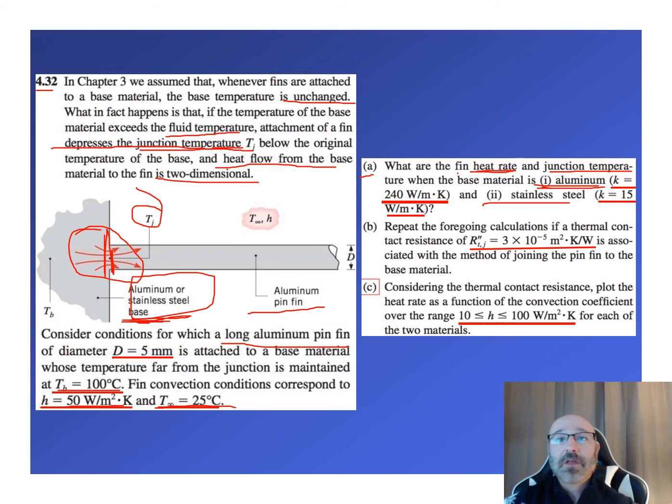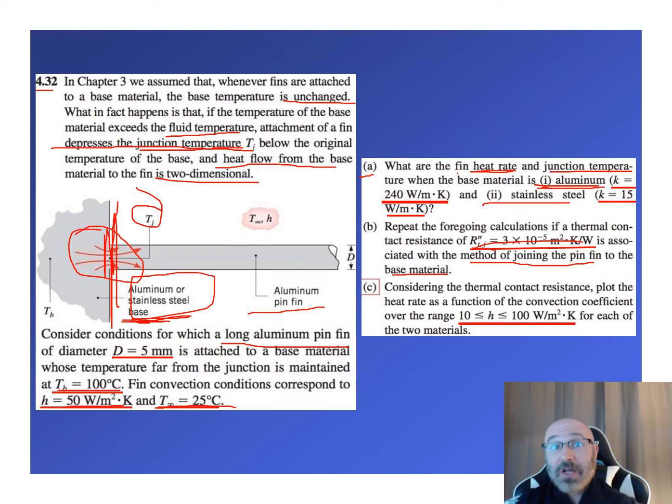Now in part B, they want us to repeat the foregoing calculations if a thermal contact resistance, R double prime t comma j, given to us as a value of 3 times 10 to the negative 5th meters squared times Kelvin per watt, is associated with the junction joining the pin fin to the base material. So this is saying there is going to be a thermal contact resistance between the pin fin and our base material, and they're giving us a value for it. So we're basically going to repeat part A, but now considering this as well.